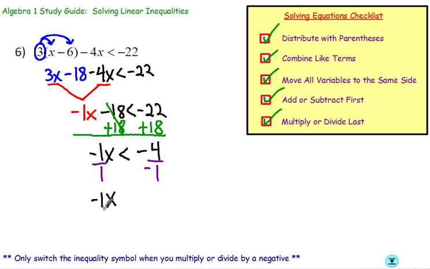So I'm right back to where I started. I didn't get rid of the negative 1. So the only way to really get rid of that negative 1 is to divide by a negative 1. So make sure you catch that.